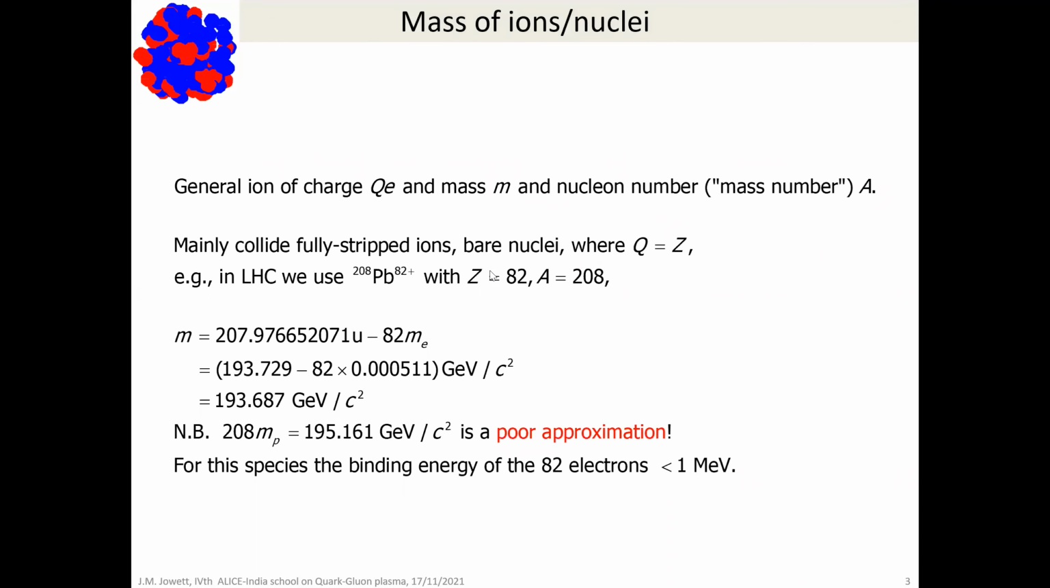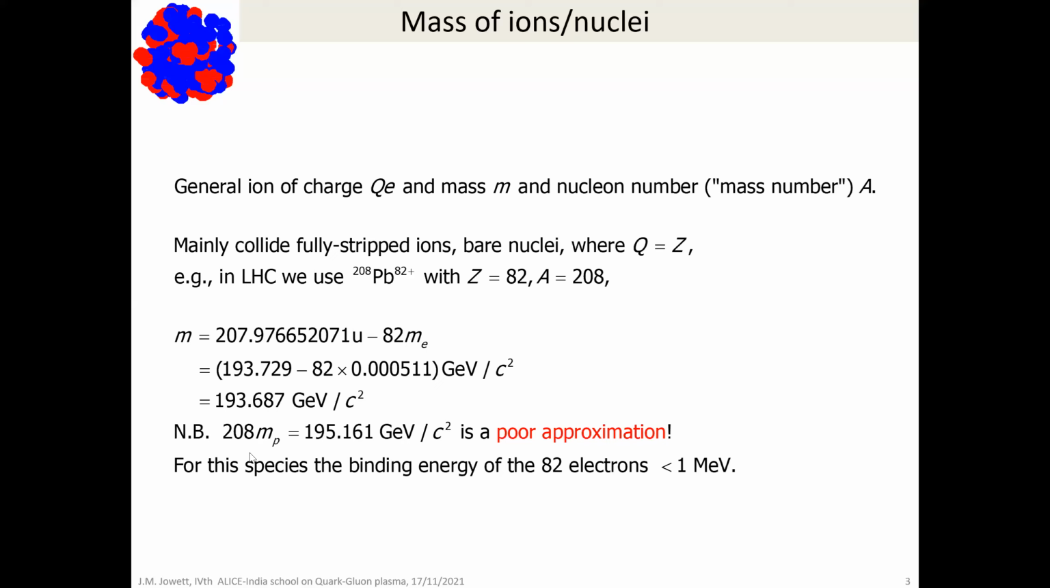We always, in our calculations, have to look at the mass of the ions or nuclei, fully stripped ions that we have in the LHC. They have a charge Q times the basic electronic charge and mass M, and a nucleon number or so-called mass number A. We mainly collide fully stripped ions such as lead 208 with Z equals 82 and A equals 208. The mass of one of these nuclei is given by the usual mass that you get from the tables for this isotope, minus the mass of the electrons, which is 193.7 GeV over c squared.